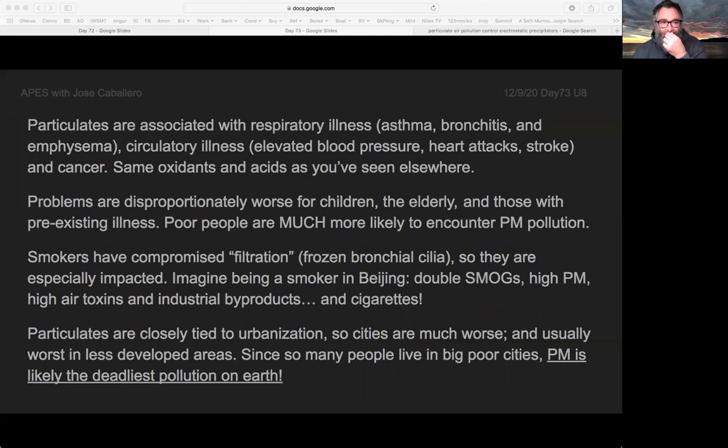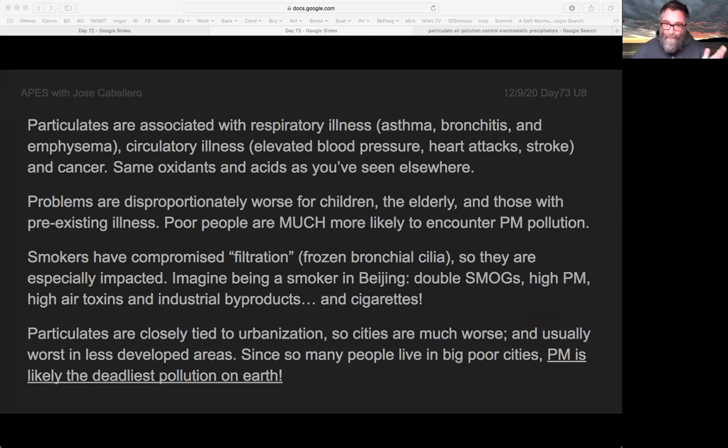Most of the symptoms I keep listing are caused by particulates too. It's interesting to see the patterns though. So the respiratory stuff, asthma, bronchitis, emphysema, pneumonia, and then all the circulatory stuff, the high blood pressure, the heart attacks, the strokes, and of course, changes to the chemistry of your DNA, which can lead to cancer.